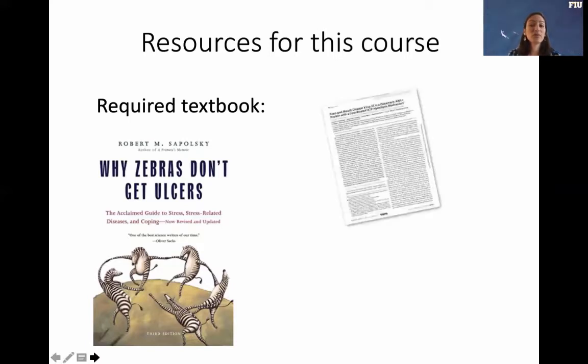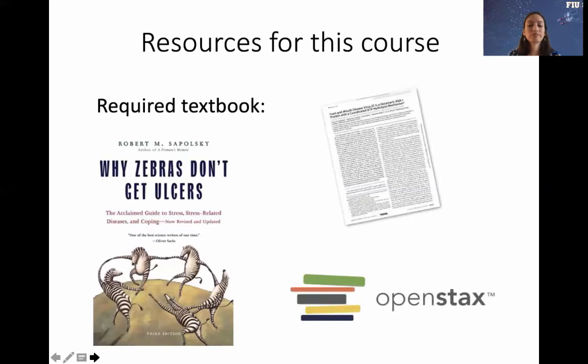In addition to Sapolsky's book, we'll also be reading the scientific literature on stress, a lot of what Sapolsky is mentioning in his book as well, and also some newer and more recent research. And for the beginning, especially where we need some additional background, we will be using some chapter sections from OpenStax, which is a free educational resource. And the chapter sections will be linked on Canvas, so you can just access them from there.